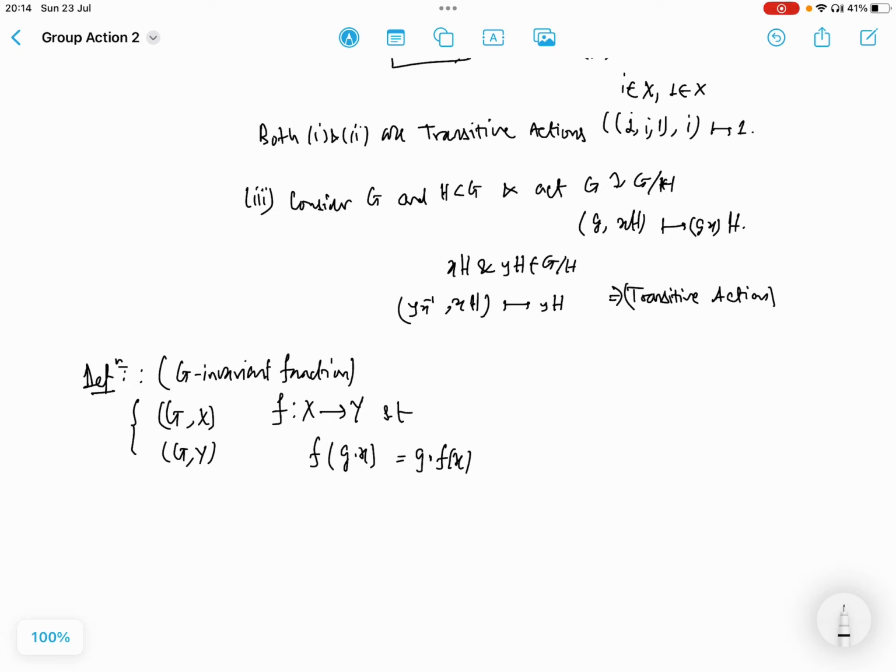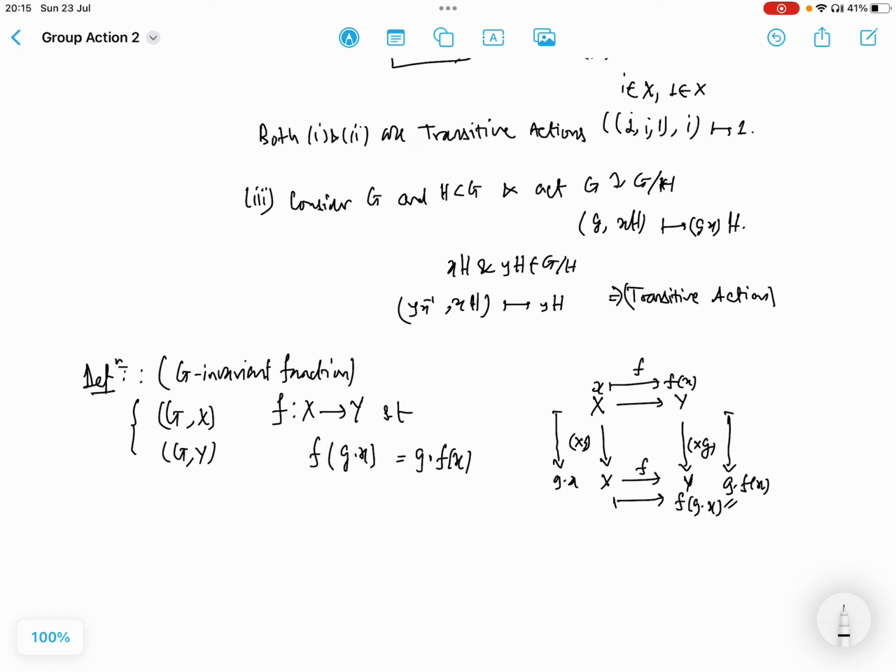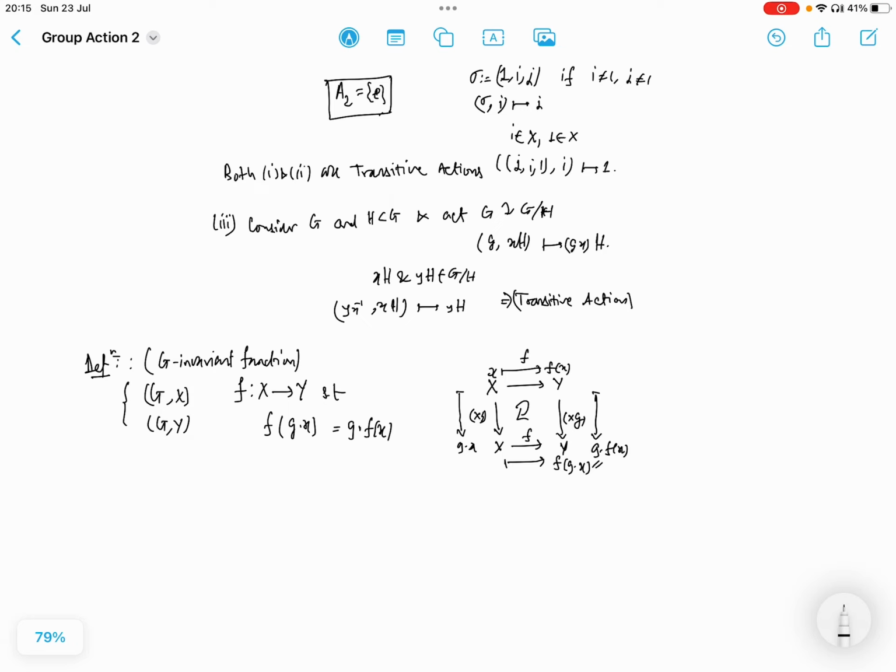You can denote it by this diagram. This is your function f, so it will take any x to f of x, and this is multiplication by g, so it will take f of x to g dot f of x. And here again is the action of g, so this will take x to g dot x, and then the function f takes it to f of g dot x. These two are the same, so this diagram is commutative. That is what we mean when we say a function is G-invariant.